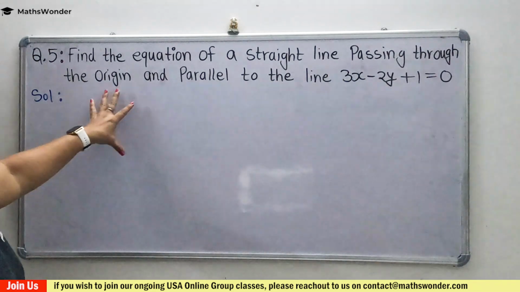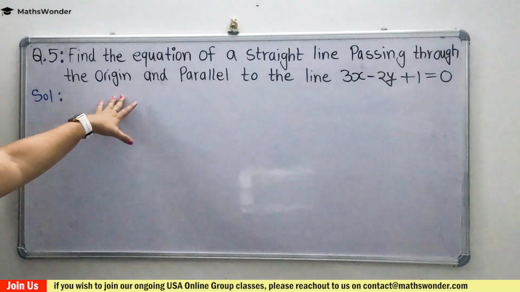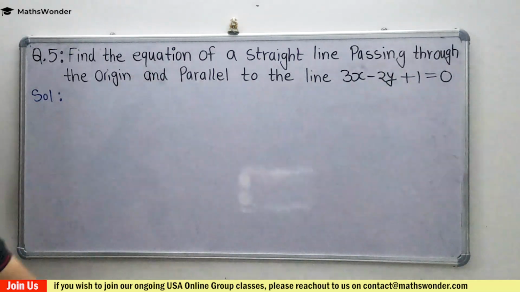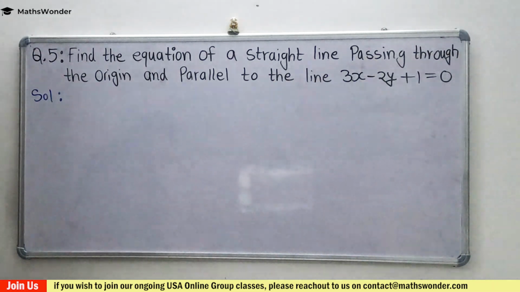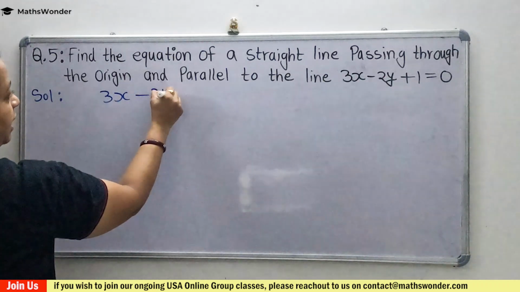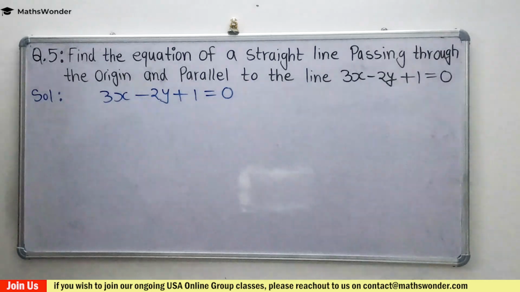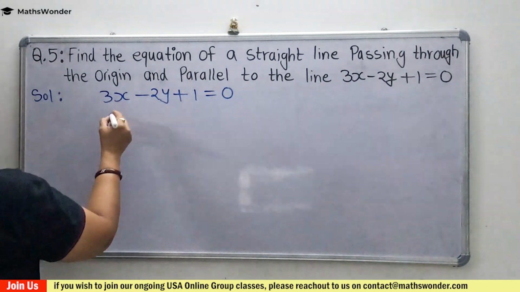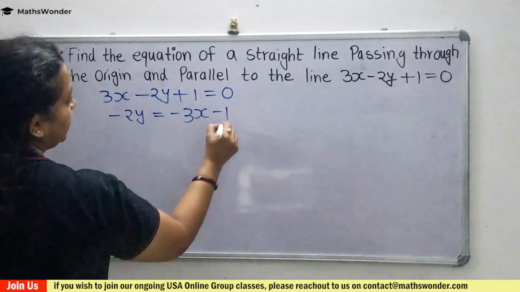So the fifth question is based on the topic: find the equation of a straight line passing through the origin and parallel to the line 3x minus 2y plus 1 equals 0. In this case, first of all, you will find the slope. So write down the equation we have, 3x minus 2y plus 1 is equals to 0, right? Now you will convert it into y is equals to mx form. So negative 2y is equals to negative 3x negative 1.